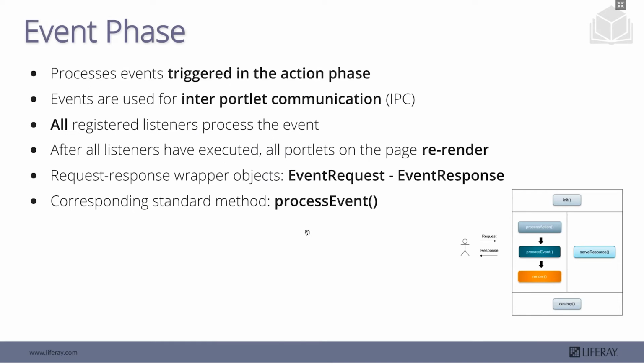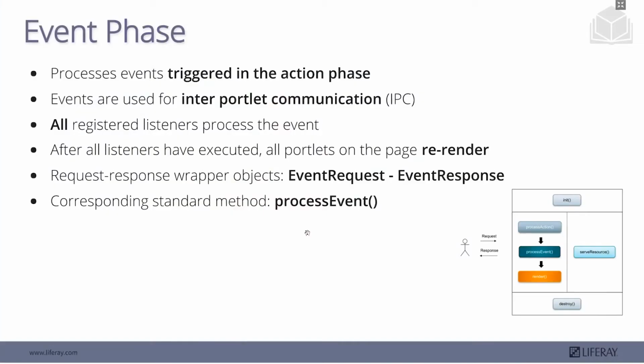And the event phase is used for IPC, or inter-portlet communications, a means of having portlets talk to each other. So the way events work is we have one portlet who's going to be setting the event. They can set the event within the action phase of itself. We can have other portlets registered to listen for a specific event, right? Once that event is triggered, they can then take an event object and do something with it.